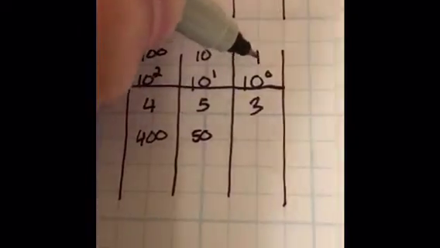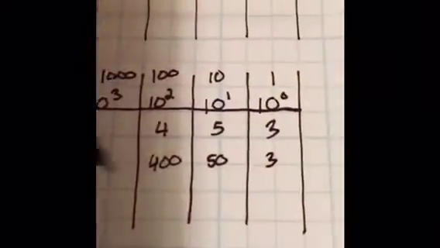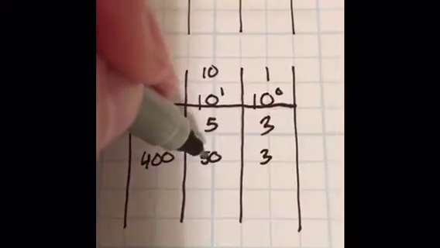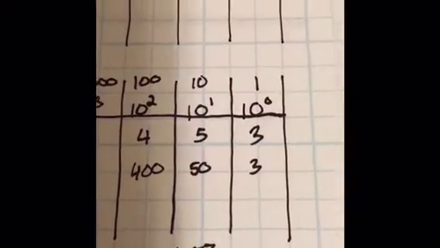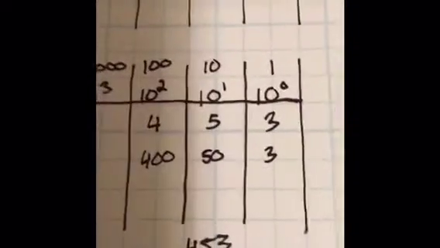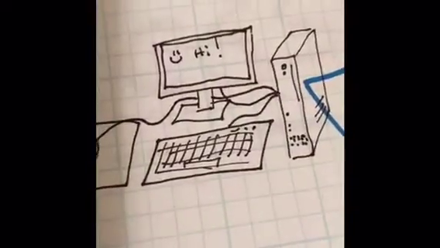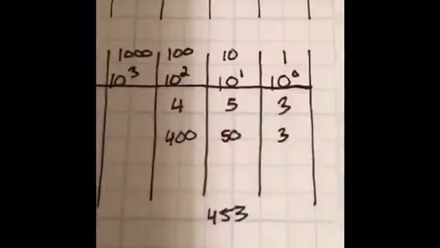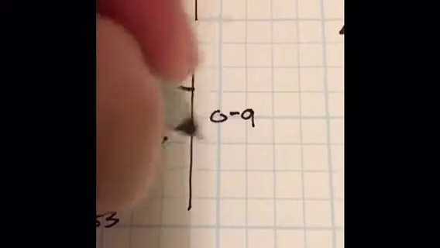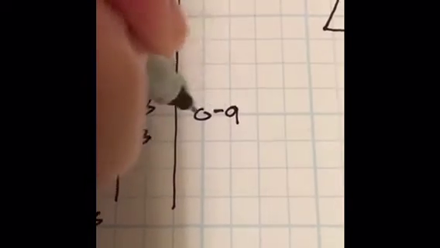So I have 3 of these 1s, so that's 3, easy enough. So I have 400 plus 50 plus 3 equals my 453. Cool. Now, this is not how computers work, because computers need transistors. They work off billions of transistors, and transistors don't have as many digits as we have in our base 10. We have 0 all the way through 9, so 10 digits. That's why it's called base 10.